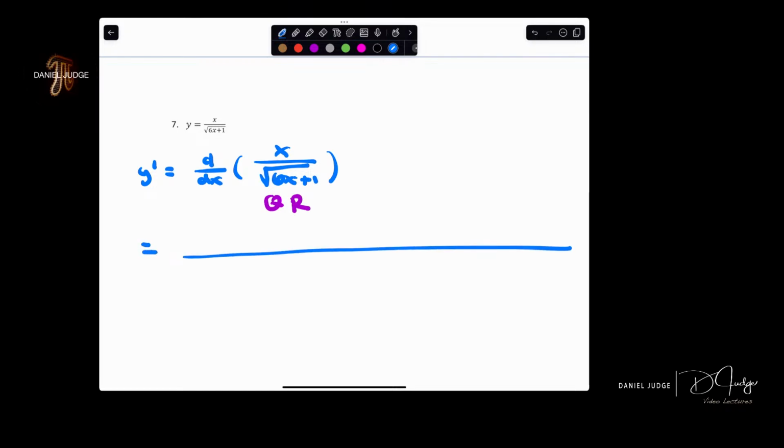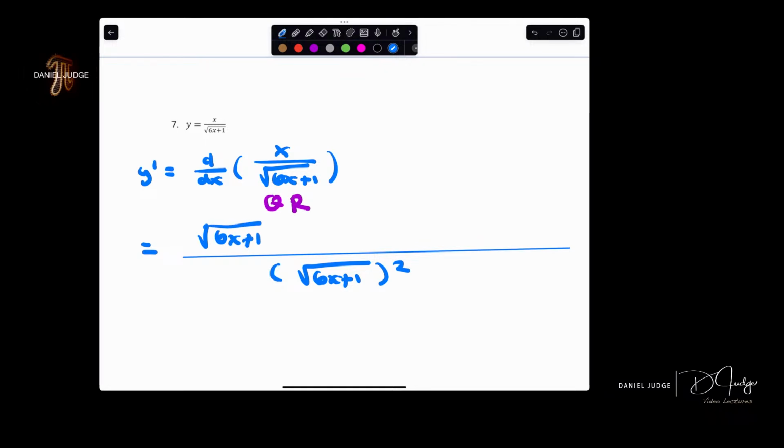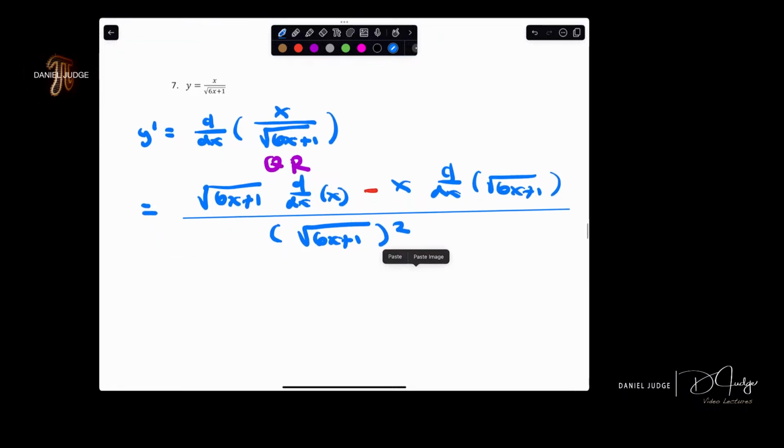So remember, quotient rule, you're going to take the denominator and you're going to square it. Bring the denominator function up, take the derivative of the numerator. But don't forget, this is going to be subtraction of the numerator times the derivative of the square root of 6x plus 1 now. Okay. So double check here that this is our quotient rule. The derivative of x is just 1.